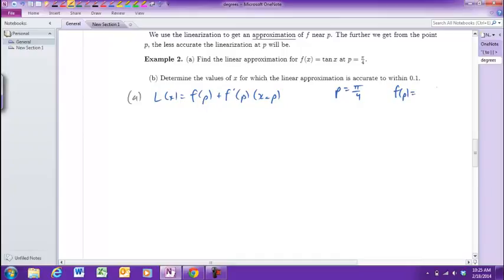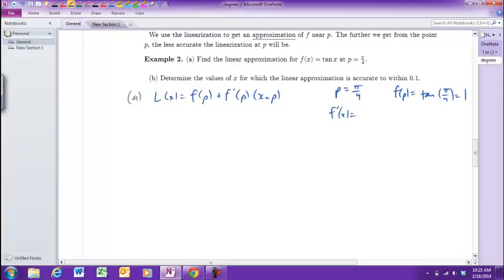Then f of p will just equal tangent of pi over 4, which is equal to 1, because sine of pi over 4 is square root of 2 over 2, and cosine of pi over 4 is also square root of 2 over 2. So when you do sine over cosine, you get 1.